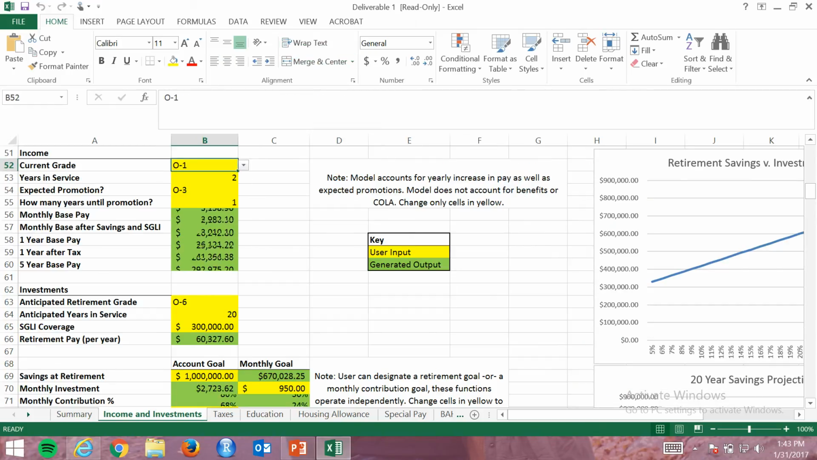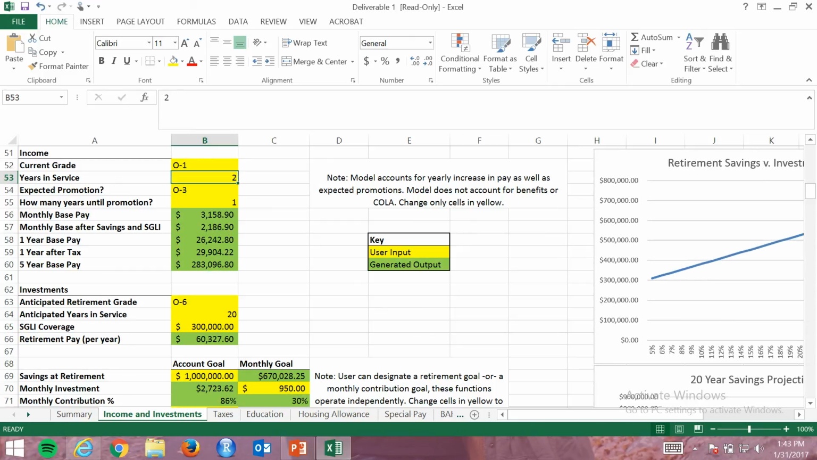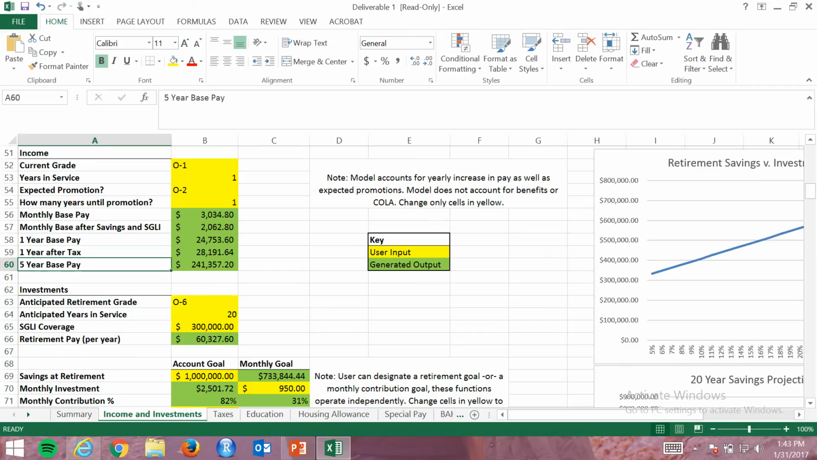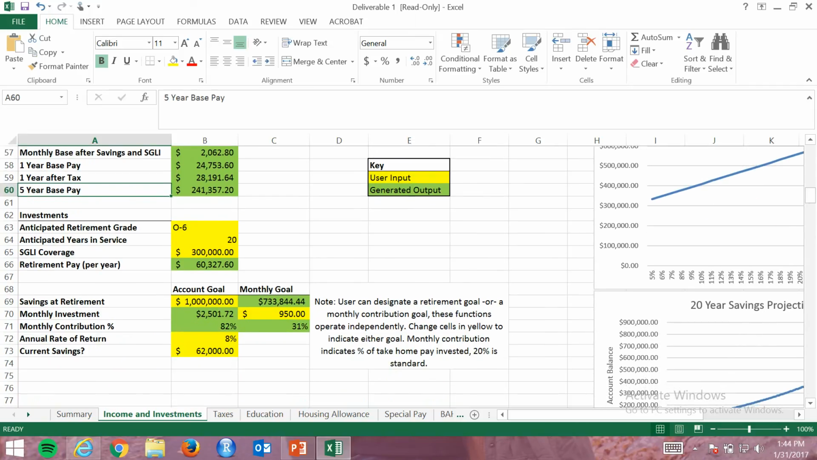So I am a second lieutenant. I have 1 year in service, and I'm expecting to be promoted to first lieutenant in a year. So that will populate my monthly base pay, my 1 year base pay, and my 5 year base pay. I can also input when I anticipate that I will retire, after how many years of service, and how much SGLI coverage I have. I can also put in an account goal for my retirement account, as well as my monthly investment and contribution, and that will populate how much I need to invest on a monthly basis in order to make my goal.